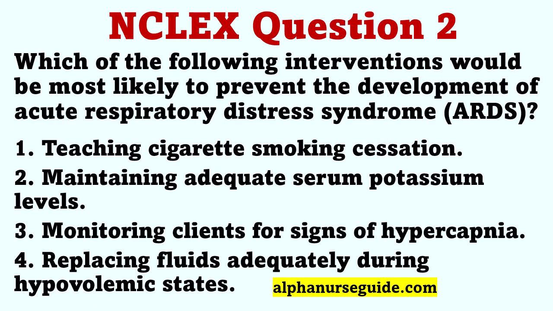Which of the following interventions would be most likely to prevent the development of acute respiratory distress syndrome? 1. Teaching cigarette smoking cessation. 2. Maintaining adequate serum potassium levels. 3. Monitoring clients for signs of hypercapnia. 4. Replacing fluids adequately during hypovolemic states. The correct answer is 4.